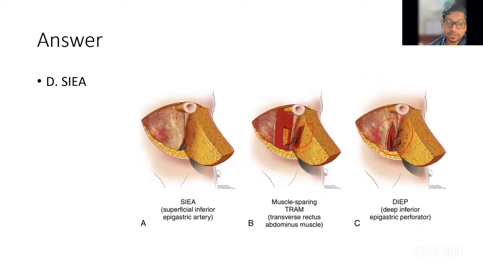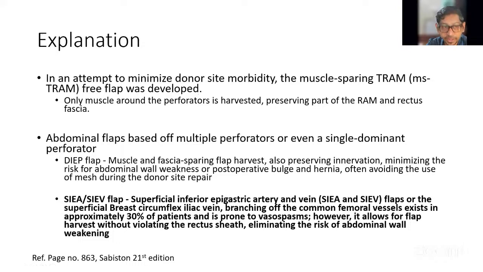Now the other thing is the superficial inferior epigastric. The advantage is that it is superficial to the fascia. It does not arise from within the intramuscular plane. So in these patients, you will not require much muscular dissection, so all these other complications are reduced. Basically, the muscle sparing TRAM was done to reduce donor site morbidity from the TRAM. Here only the muscle around the perforator is harvested. The rest of the rectus abdominis muscle is left. Rectus fascia is also left intact. So that's why the morbidity is lesser.